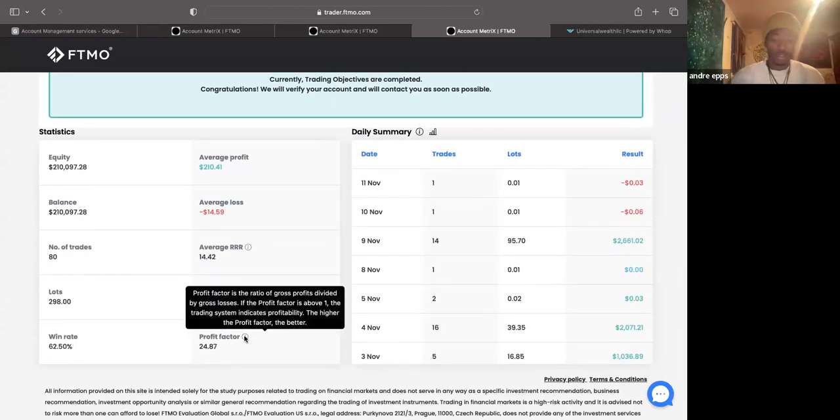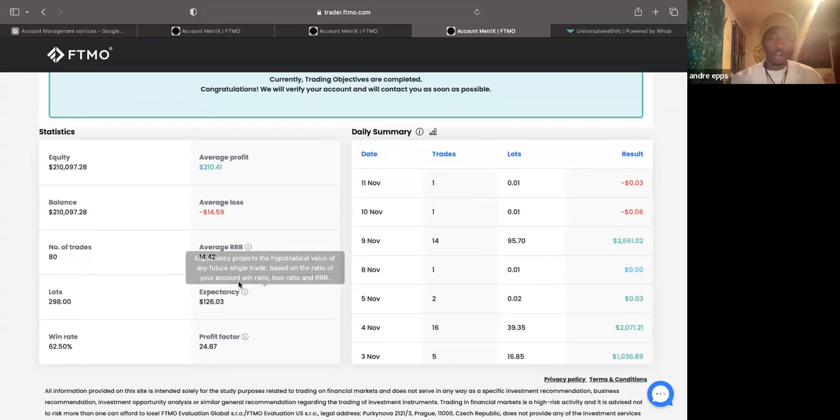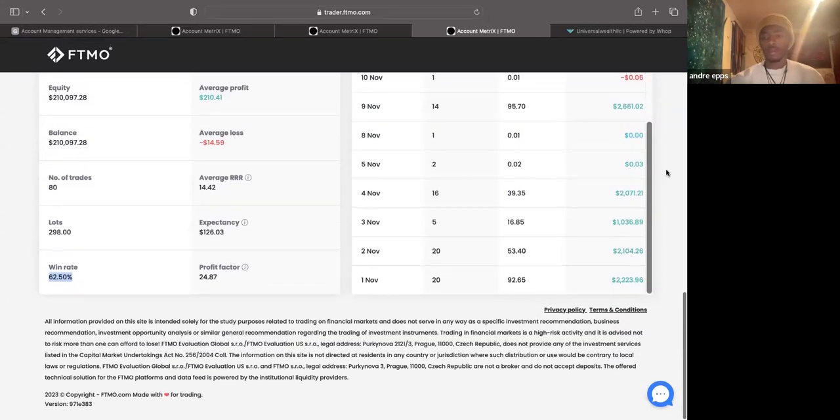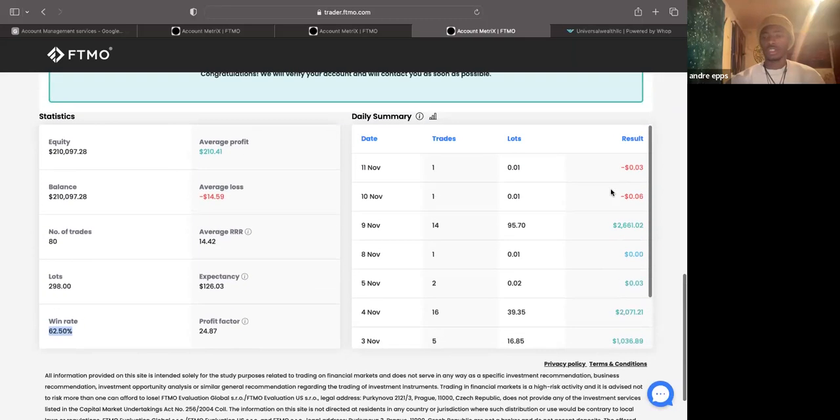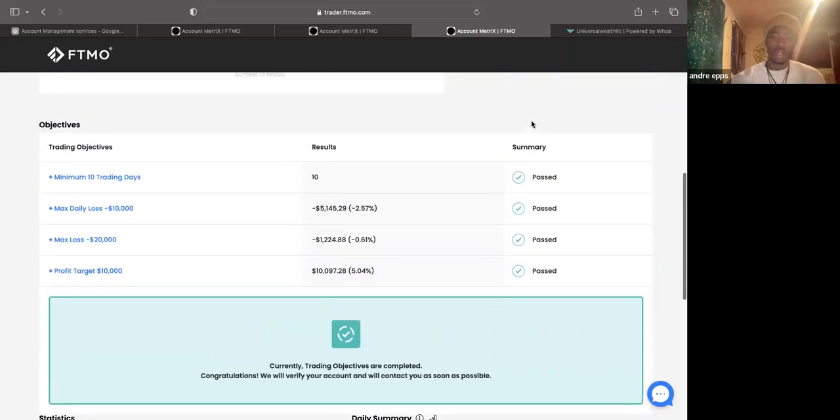So the profit factor is 24.87%, which is beautiful. The RRR is 14.42%. It took 80 trades. The win rate was 62%. So it is a little bit less, but again, ended up in profit. Do you get what I'm saying? So actually the only trade we lost was just to simply meet the 10-day requirement for the challenge to be passed, which is beautiful on our end.